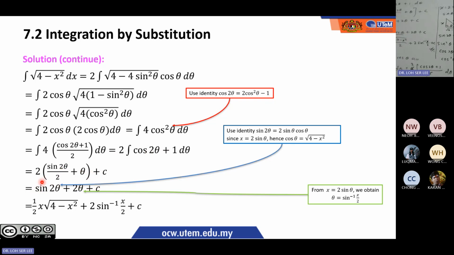At the end, we want to substitute theta back into x. So for sine 2 theta, you have to use this, because we want the sine theta. We have the sine theta here. Sine theta is x over 2. And we can get the cos theta by sketching a triangle based on this, and get the cos theta in terms of x. That's why we use this identity to change sine 2 theta. And the last one, theta: we get theta from here. Theta is arcsine of x over 2, plus c.